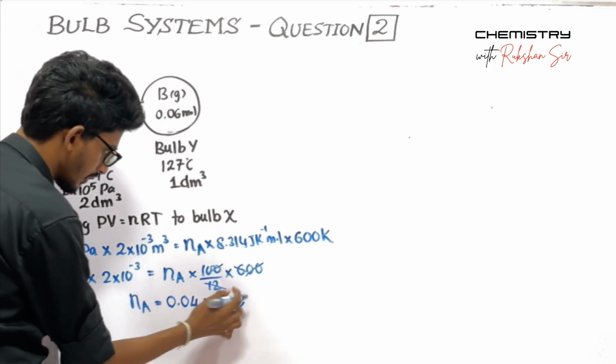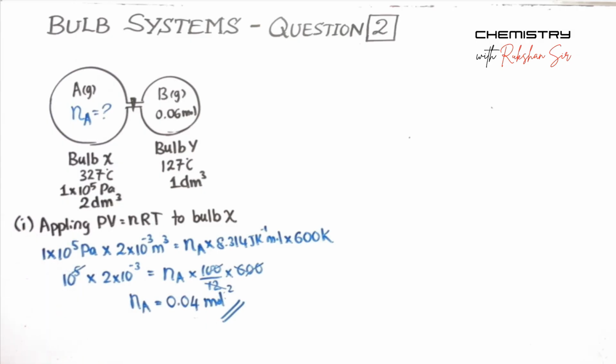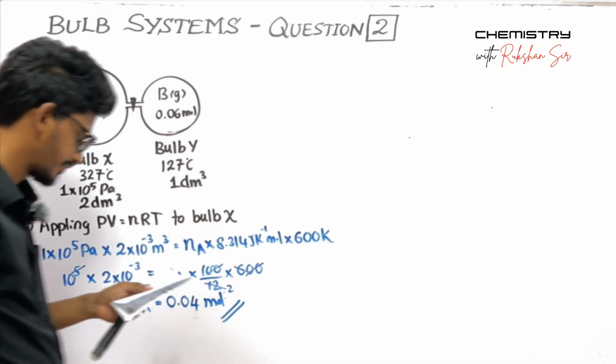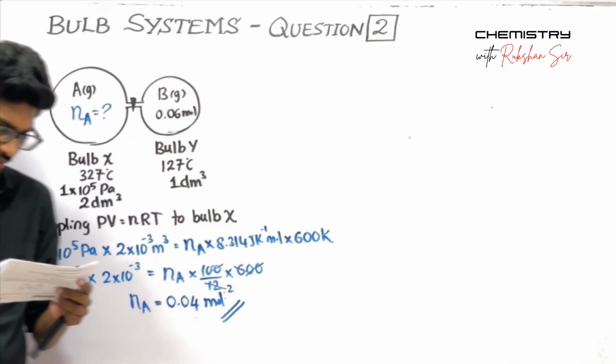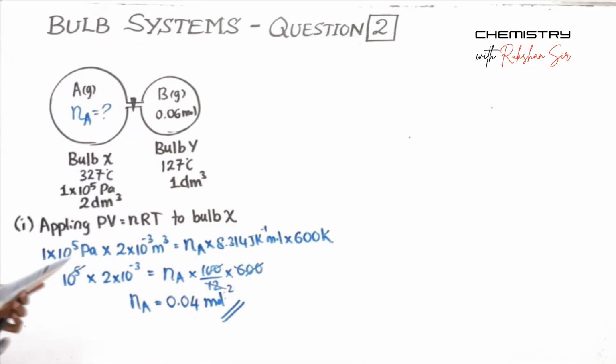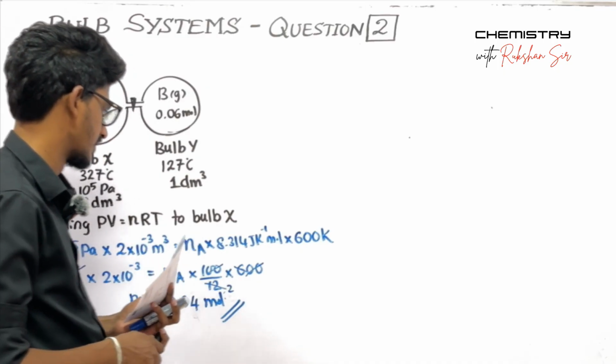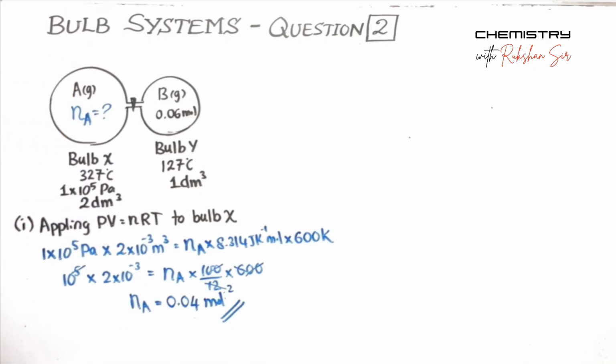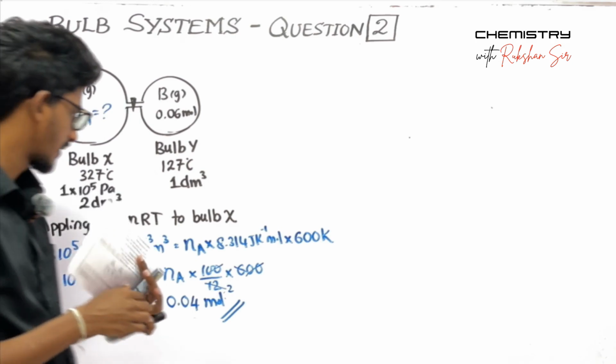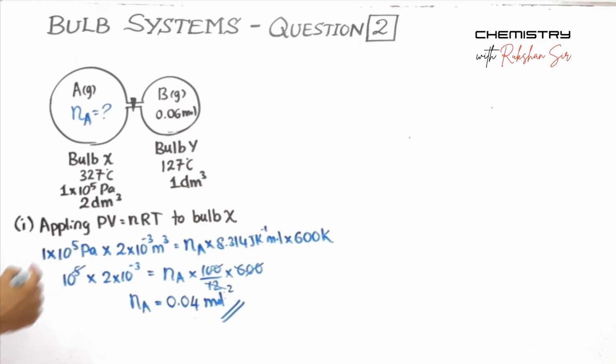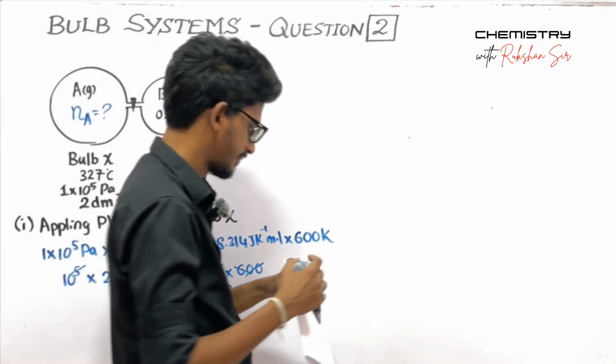Let's do Roman number 2. Pressure of B gas at bulb Y. That is the second question they're asking. Let's copy the pressure there. We can apply PV equals nRT there for bulb Y.